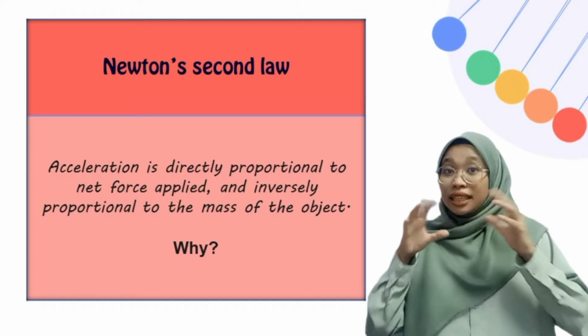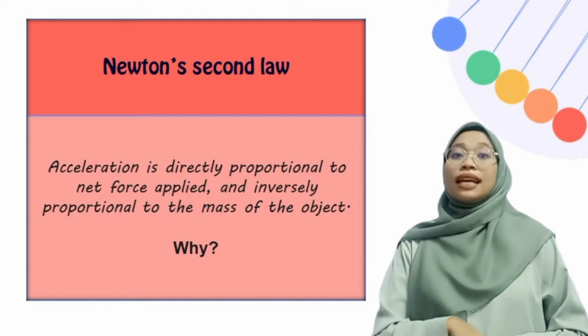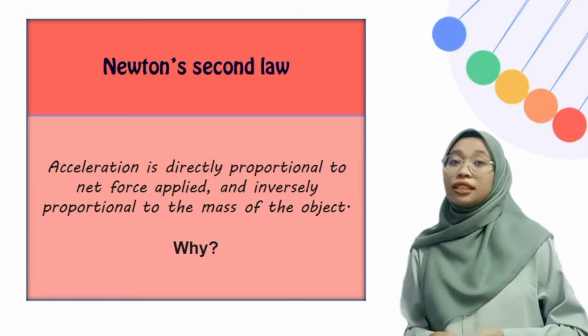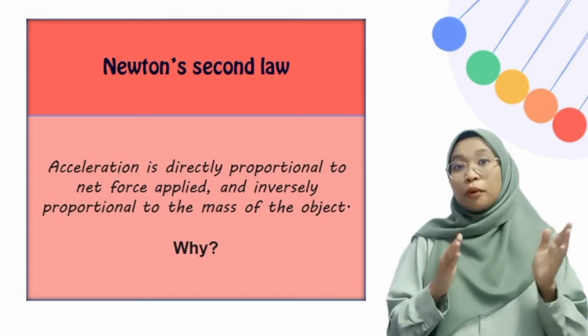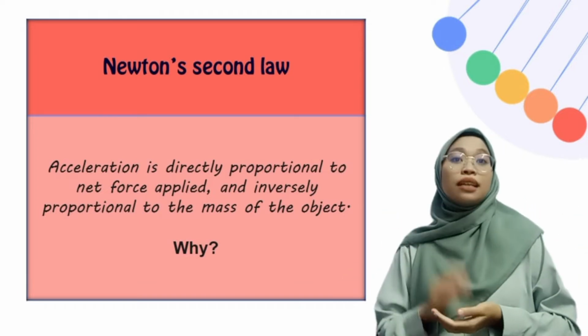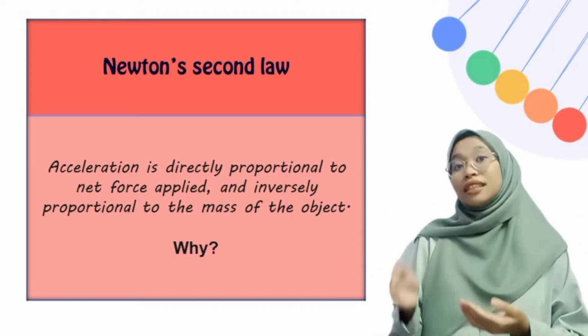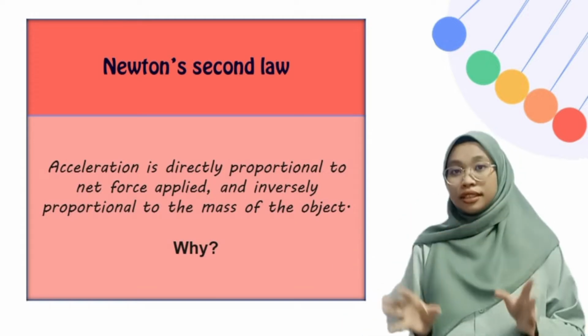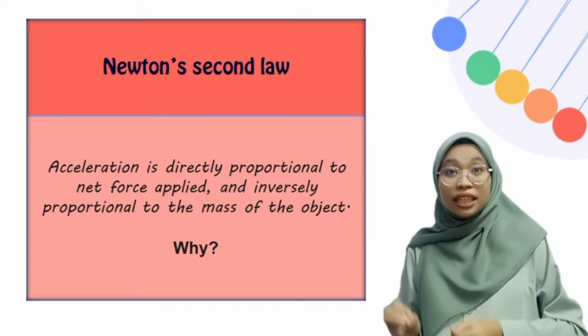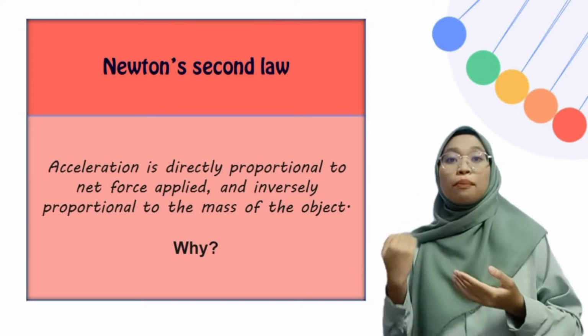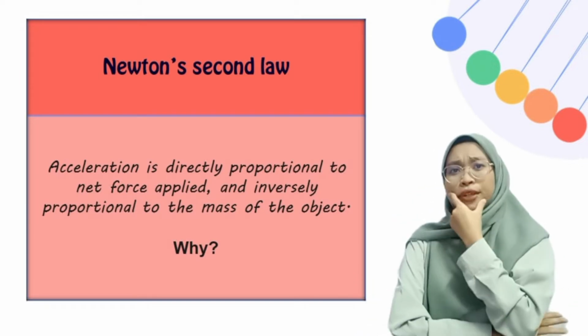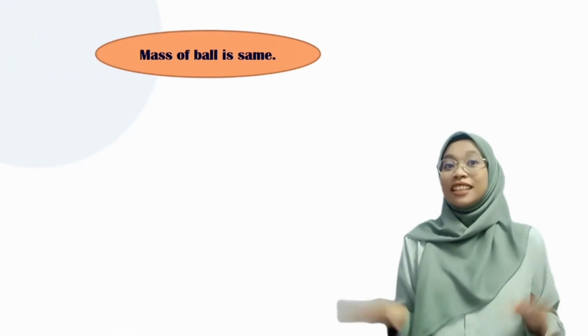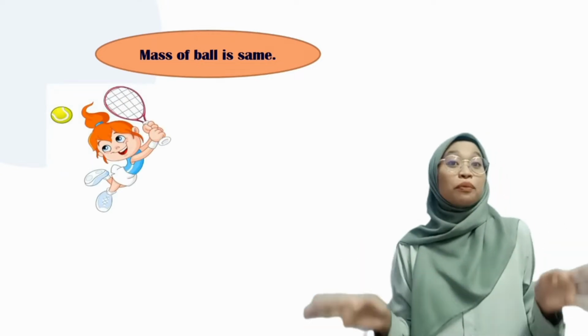Newton's second law of motion states that the acceleration of a system is directly proportional to and in the same direction as the net external force acting on the system, and inversely proportional to its mass. Why can it happen? Let me explain the concept in detail.